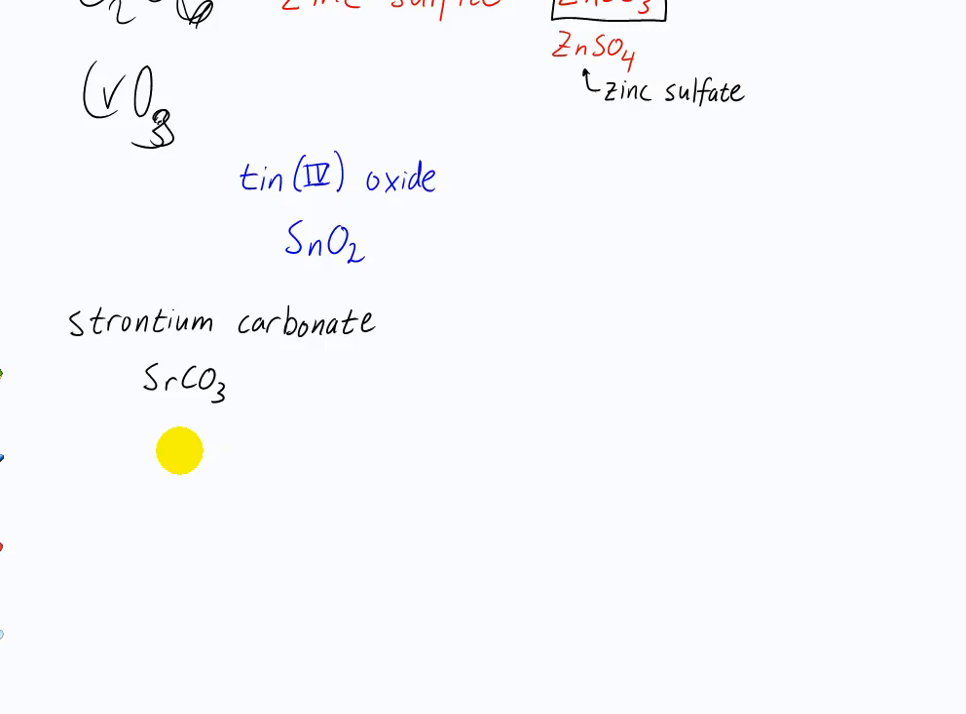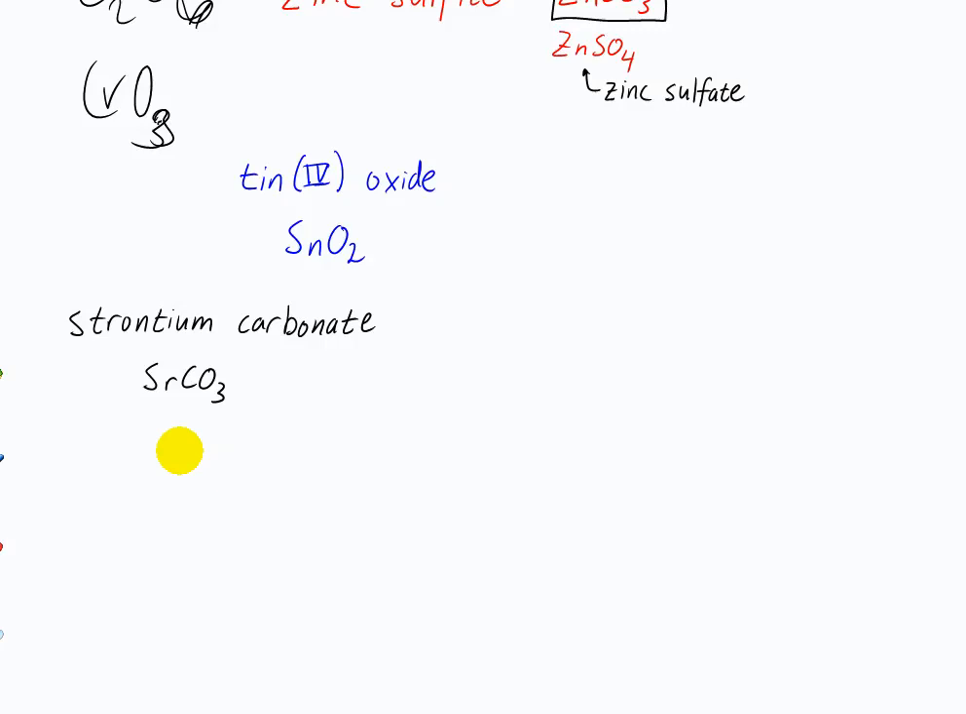Again, you need to know strontium is Sr. You need to know that's 2 plus from being in the second column. And carbonate is CO3 2 minus. So those balance out. That's overall neutral. Okay, we'll come back and do plenty more of these, and then the lab tomorrow gives you a lot more practice with this naming too, as you'll see.